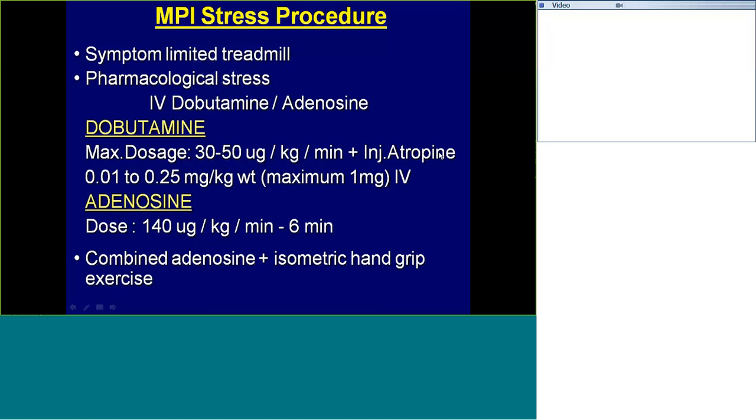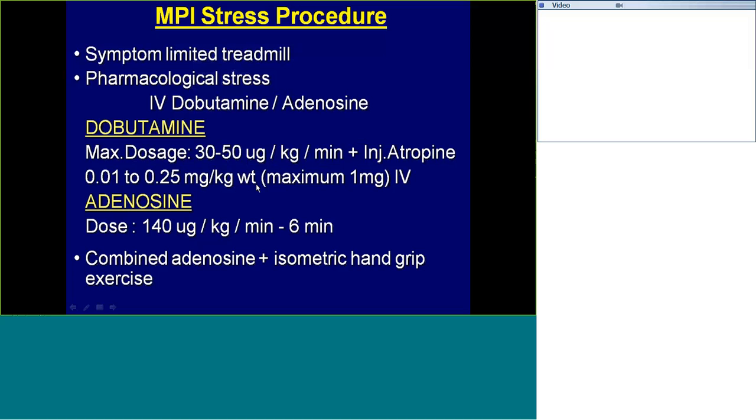Also, we use injection atropine. The dosage of atropine is from 0.01 to 0.25 milligram per kilogram body weight. In our center, we normally use 0.1 milligram per kilogram body weight, and the maximum atropine dosage that is given at a time is 1 milligram.